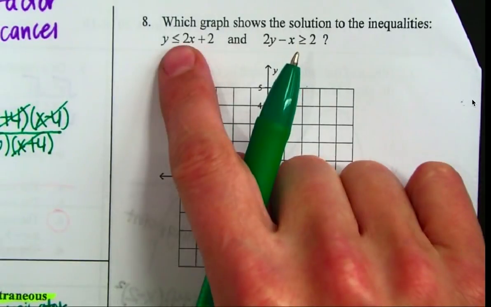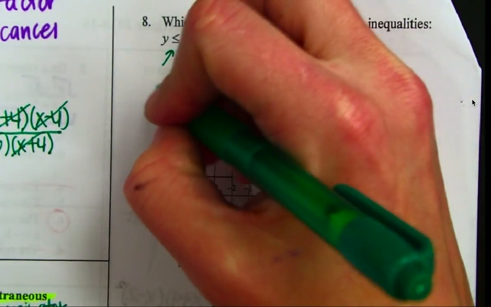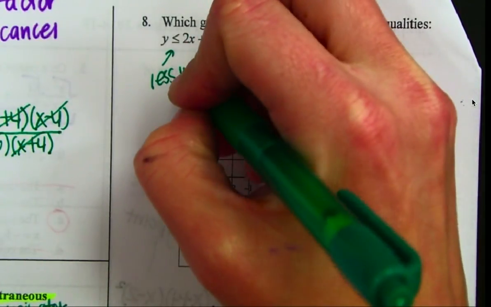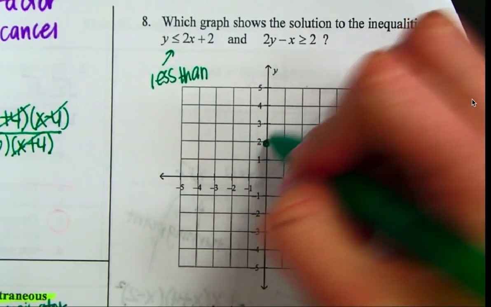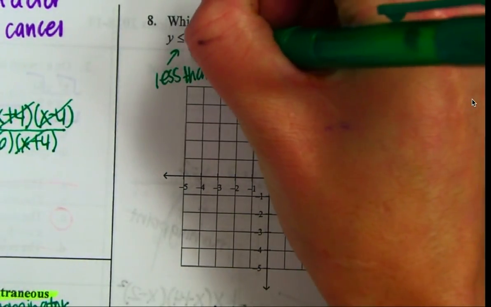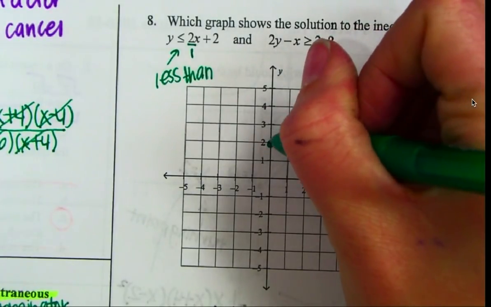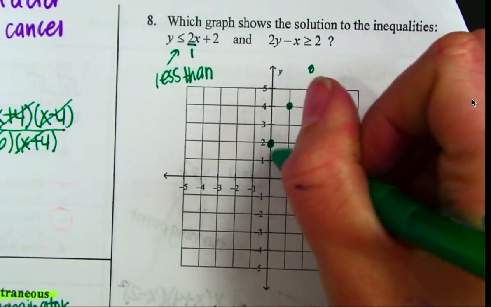Number 8, we are going to graph each of these inequalities. So I'm going to graph y is less than. So we have to be able to read that as less than 2x plus 2. So I'm going to start at my y-intercept, which is always this number by itself. And then the number in front of x is our slope. So from here, I'm going to go rise 2, run 1, and then go the opposite direction.